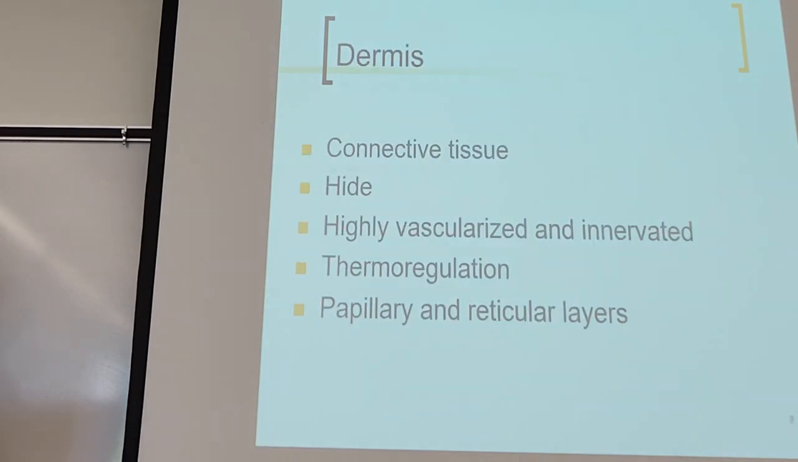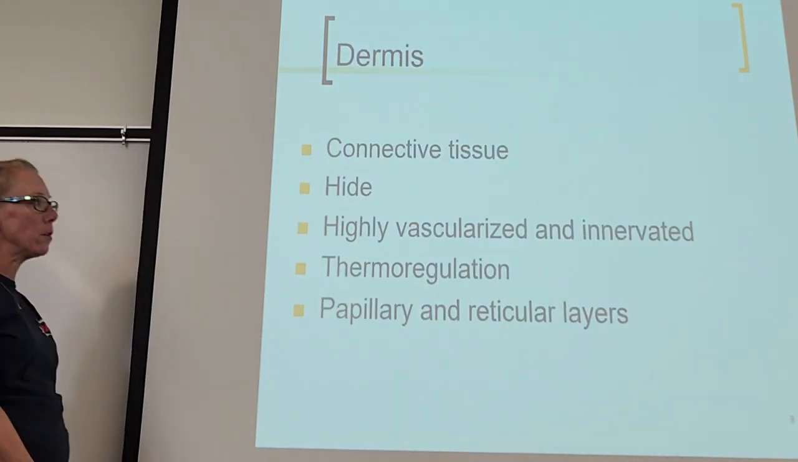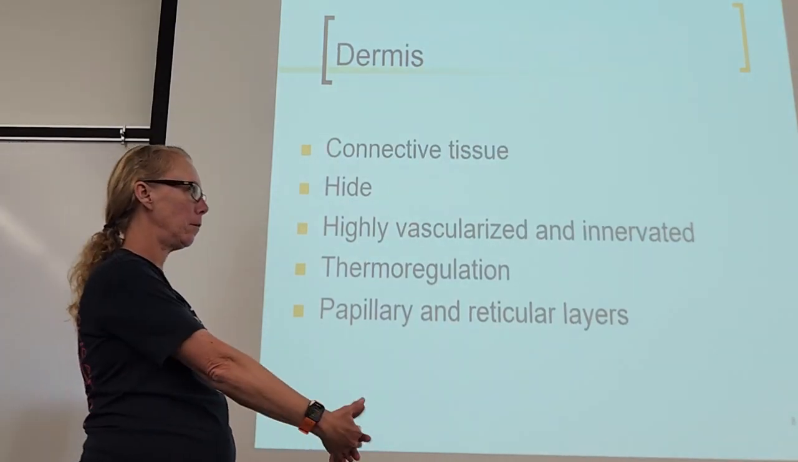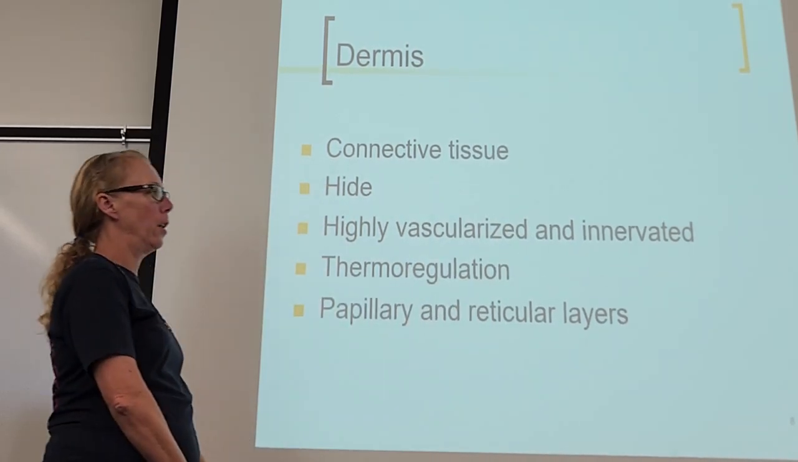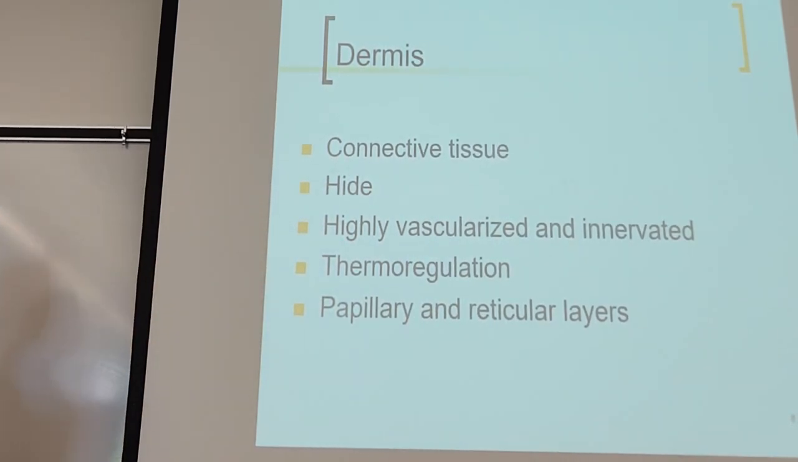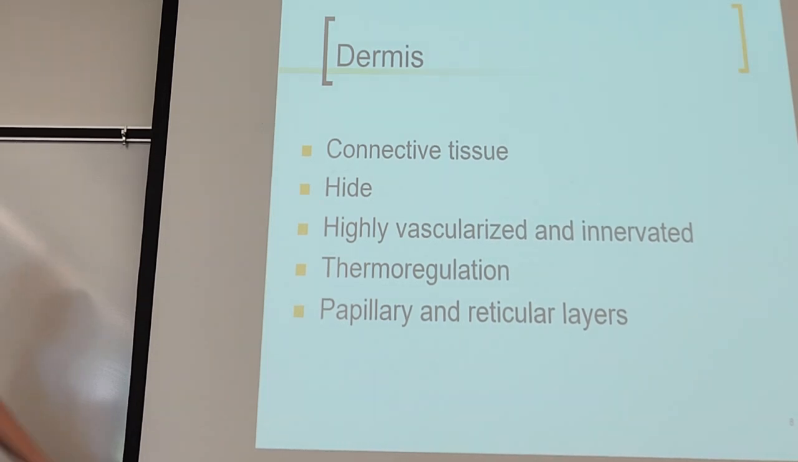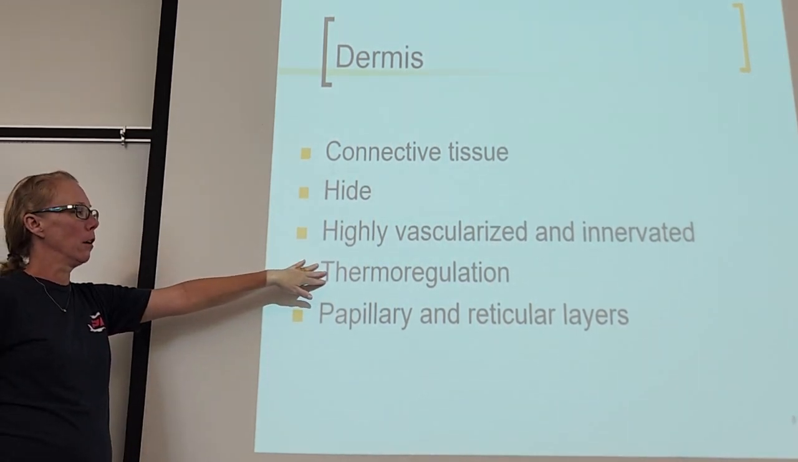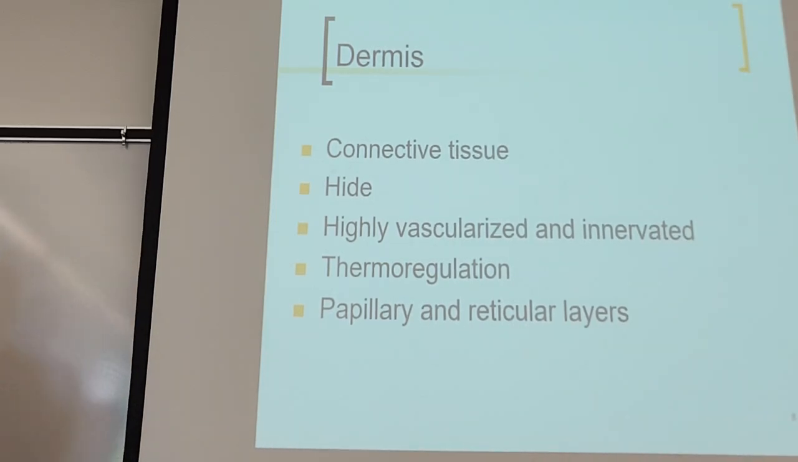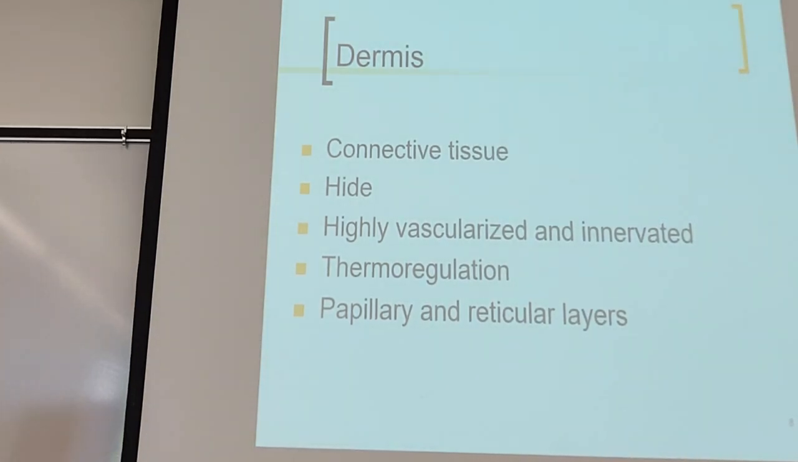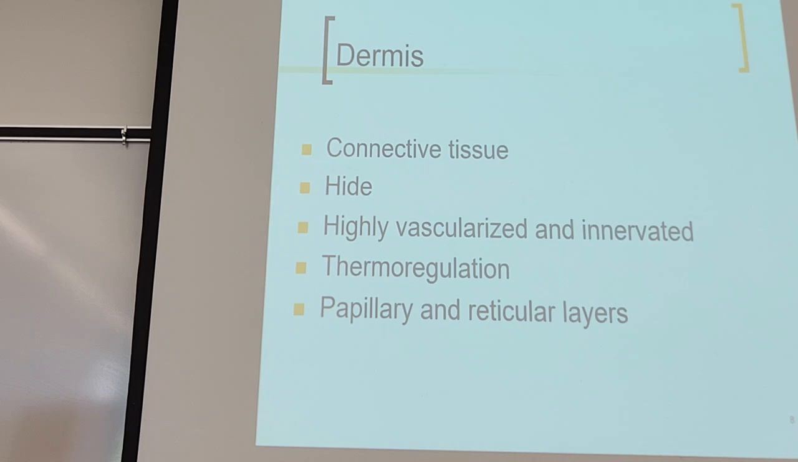Okay, enough about epidermis. So the dermis, just below it, lots of blood flow, good amount of nerve supply. Because there's blood flow, we can regulate temperature. The hide of an animal, so your leather jacket that you love, that's the dermis of that animal. And there's 2 different layers to the dermis.